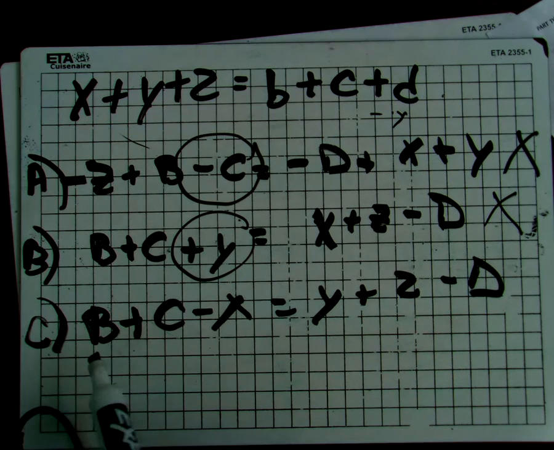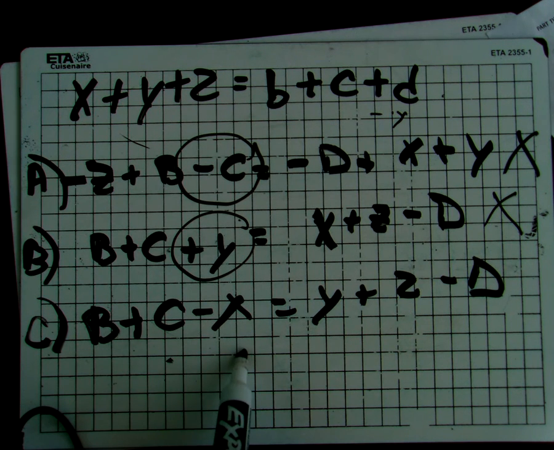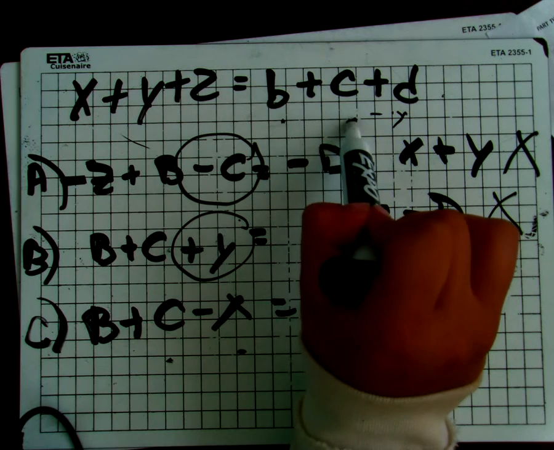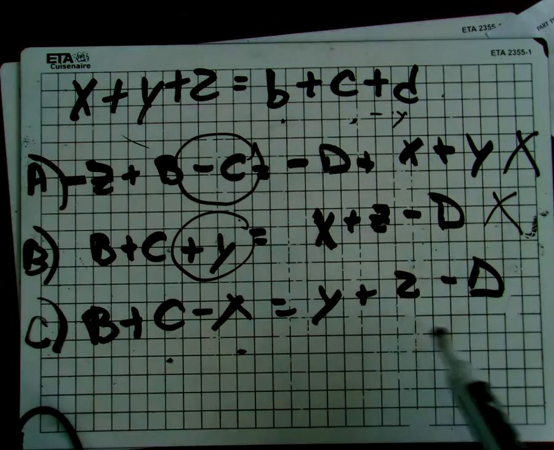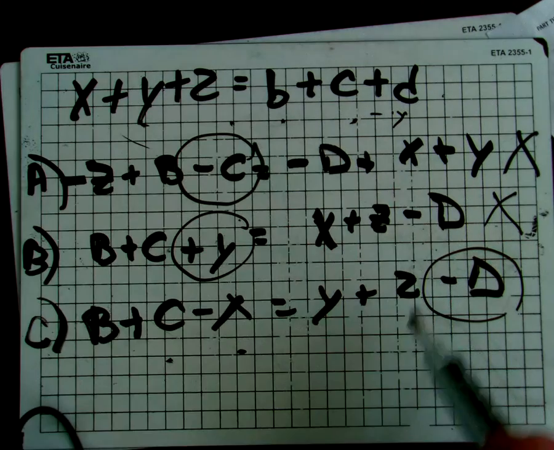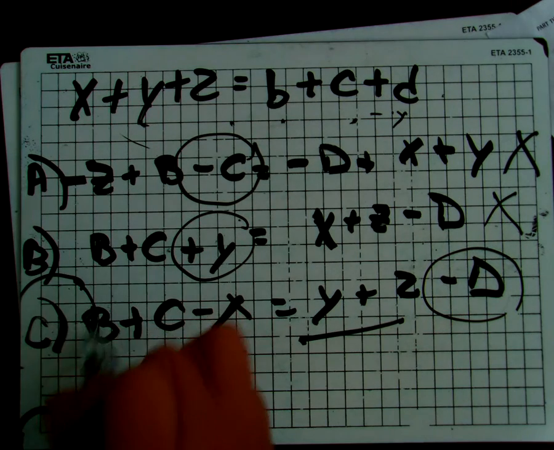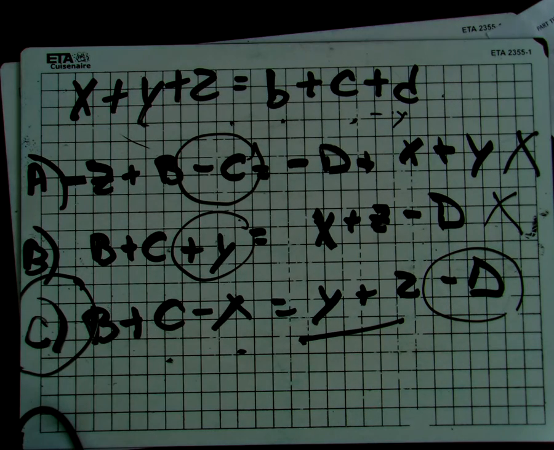Therefore, our last equation, can we have a positive b, a positive c, and a negative x on one side? Well, we have a positive b and a positive c. In order to get the x, we have to subtract x, which would work, and we will subtract the d on the other side. So it would be a negative d with a positive y and a positive c. Therefore, C would be correct. Thank you.